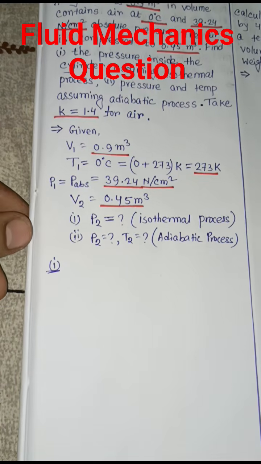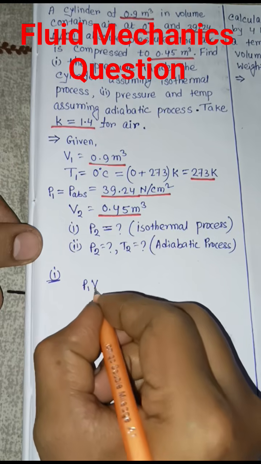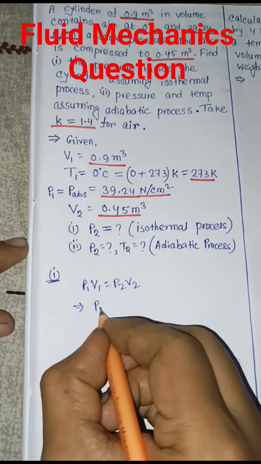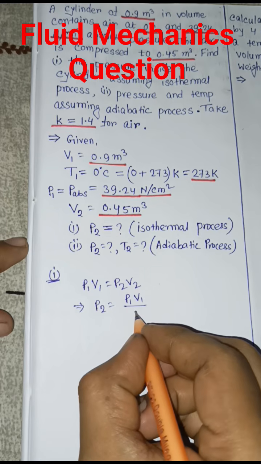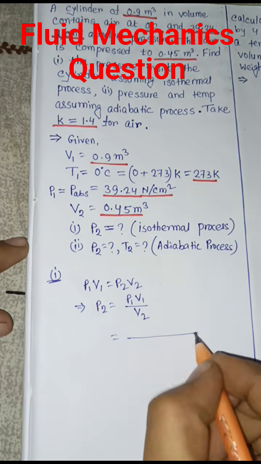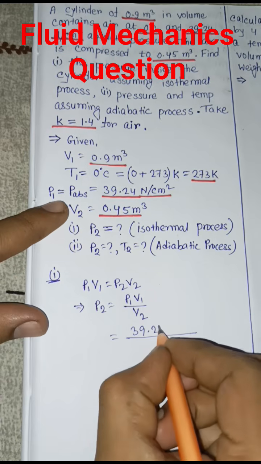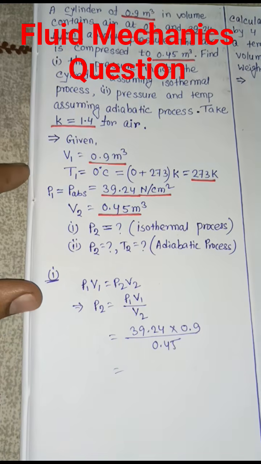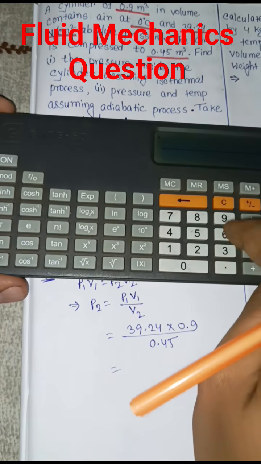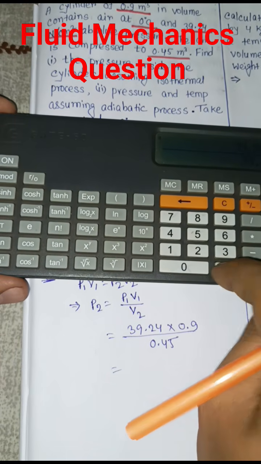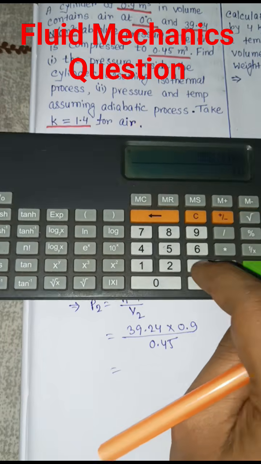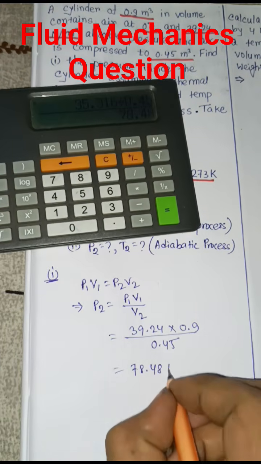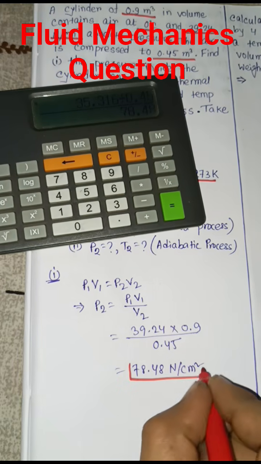So we know that for isothermal process, P1 V1 is equal to P2 V2. So from here, if you want to find P2, that is equal to P1 V1 by V2. What is the value of P1? That is 39.24. What is the value of V1? That is 0.9. What is the value of V2? That is 0.45. So if you calculate this, 39.24 into 0.9 divided by 0.45, this is equal to 78.48. The unit will be Newton per centimeter square. So this will be our answer.